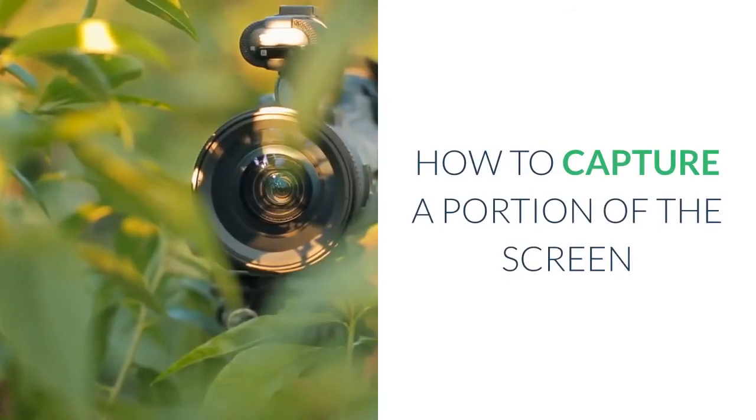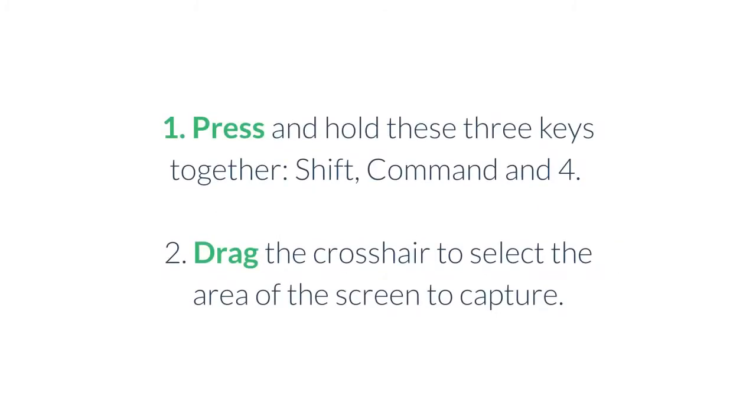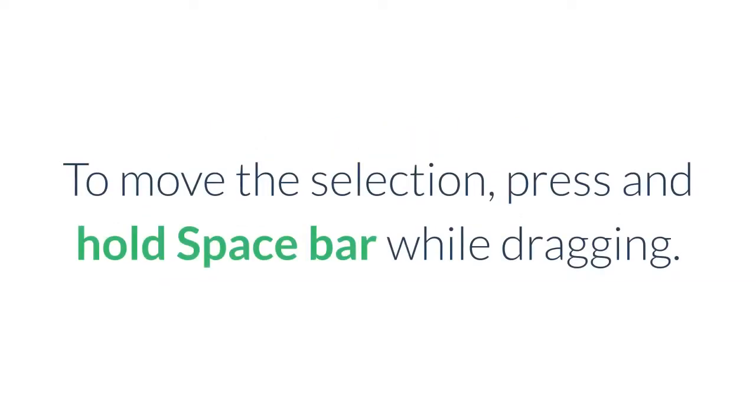How to capture a portion of the screen. Press and hold Shift plus Command plus 4. 1. Press and hold these three keys together, Shift, Command and 4. 2. Drag the crosshair to select the area of the screen to capture. To move the selection, press and hold spacebar while dragging. To cancel taking the screenshot, press the Escape key.